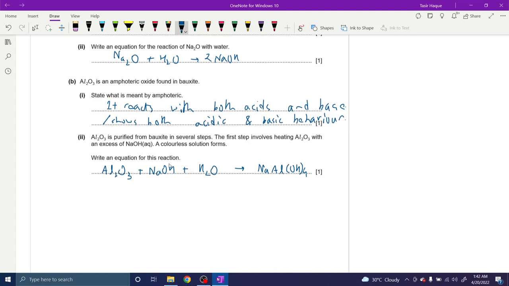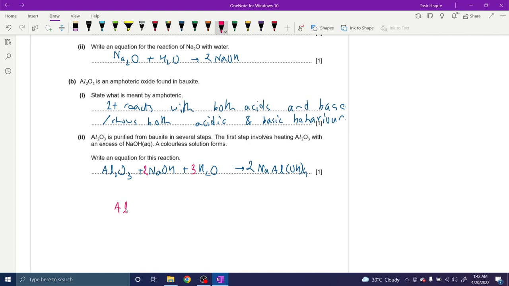To balance this, what do we need? We need 3 moles of water, right, to balance the oxygen, and 2 moles of this. Basically, you balance it like this. First, you give the 2 to balance aluminium. Then you need a 2 here, right, to balance the sodium, and to balance oxygen, you need a 3 here, right?